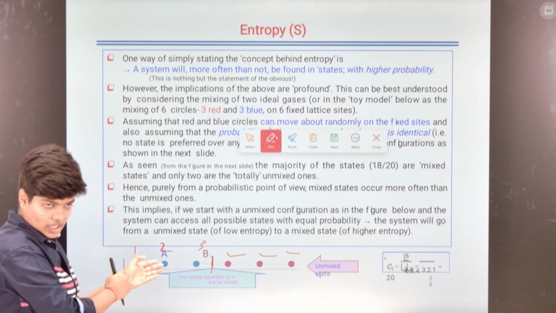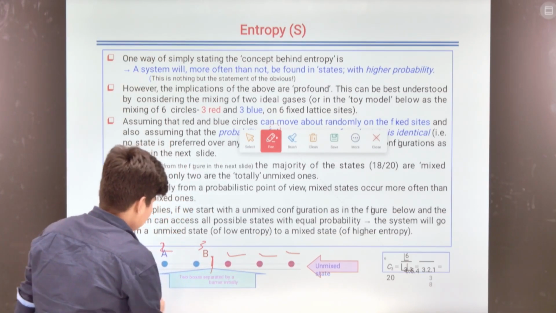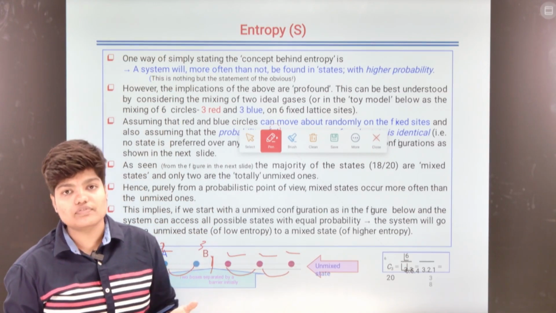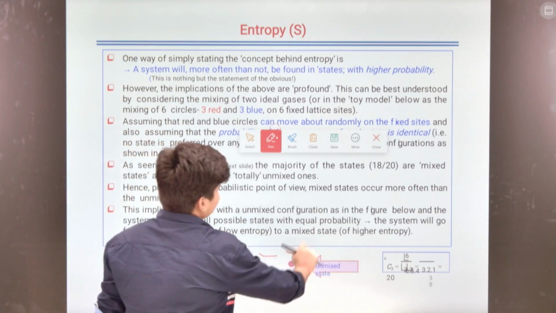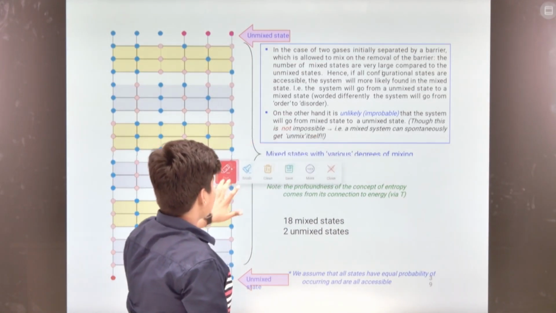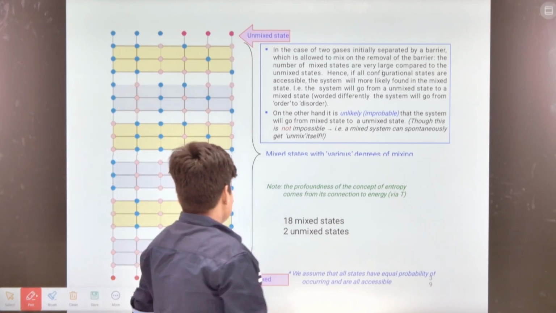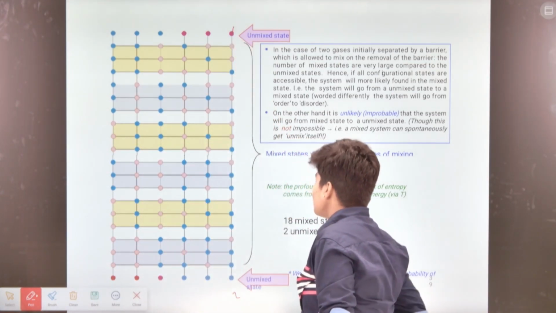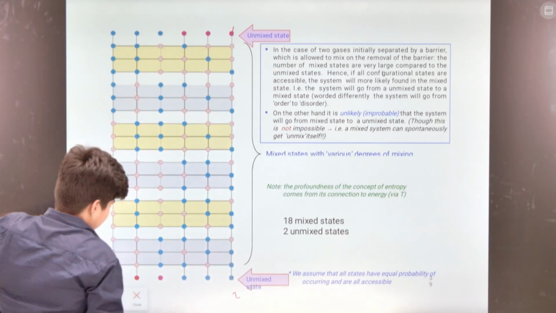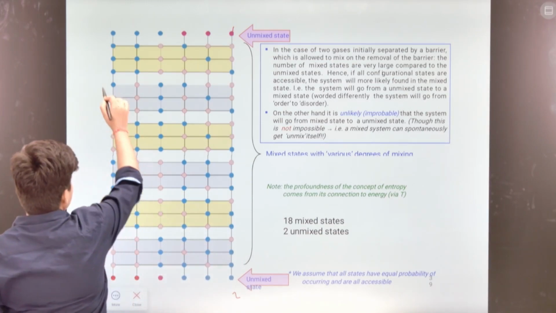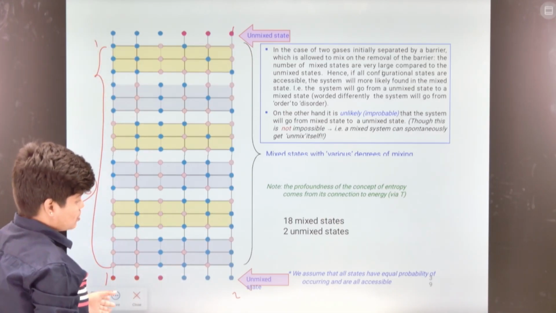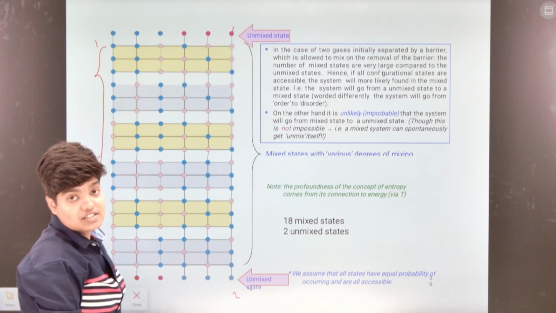If we change their lattice sites, their positions, in how many ways can we change the position of these 6 balls? In the next slide, a beautiful image is given to better understand the number of ways we can change the position of 6 balls. The first one and the last one are unmixed states, meaning there is no change of position: 3 blue balls, 3 red balls, here 3 red balls, 3 blue balls. These two are constant, the unmixed states. But in between, there are 18 ways we can change the position of the 6 balls.